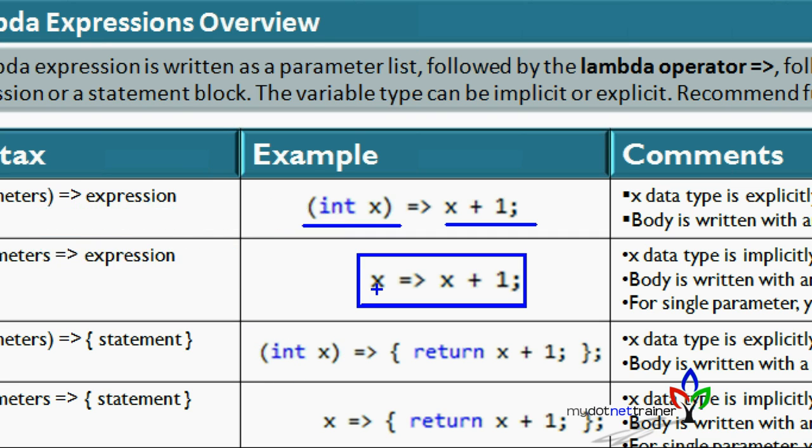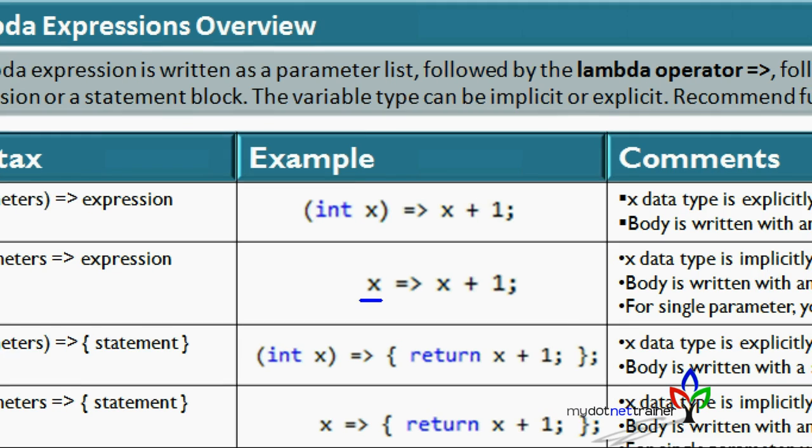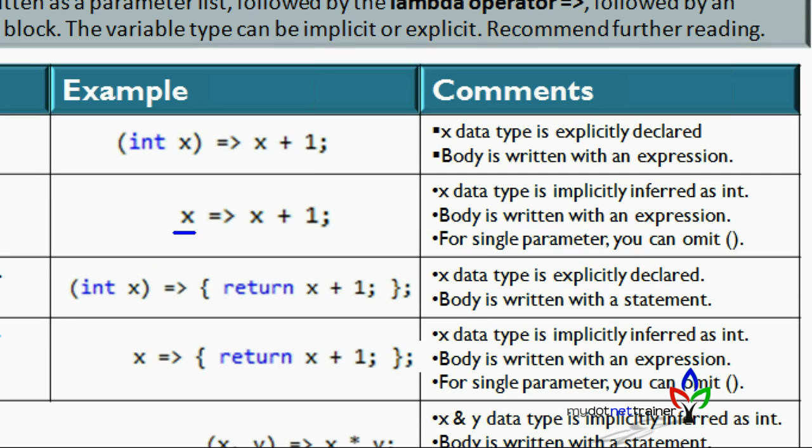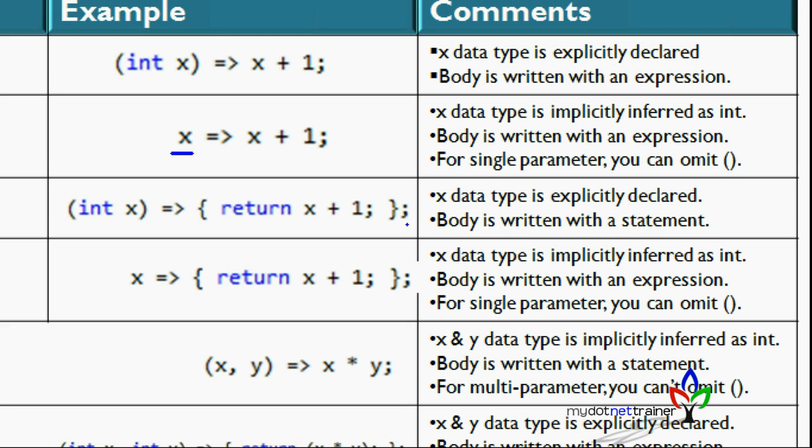You can omit the brackets on the left-hand side as long as you have a single parameter. If you have no parameters or more than one parameter, then you must always have the brackets on the left-hand side. You cannot omit that; that's again a syntactical error you will see. These are some of the comments in this context.